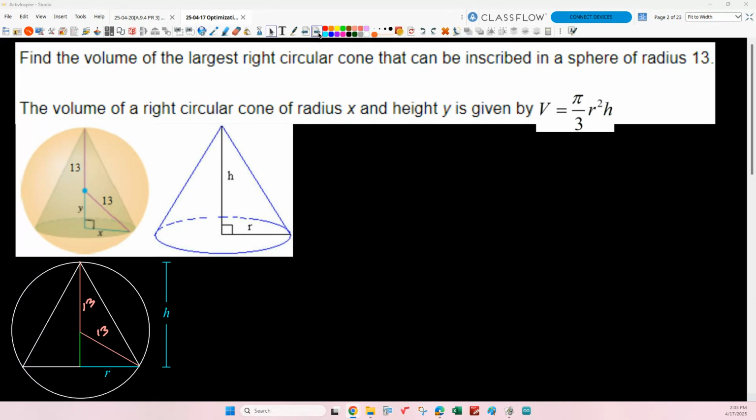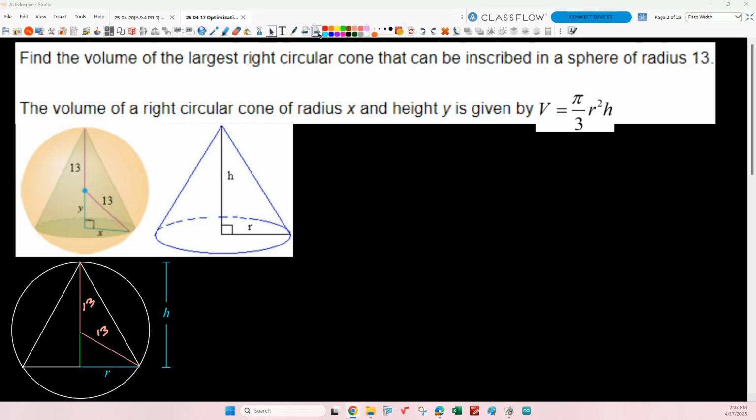Where do we start? We got a bunch of pictures that'll be useful. We're doing optimization, so what's the first thing we always try to do? Yeah, I got to get the objective function, the thing we're trying to maximize or minimize. What is it? Volume of a cone. And there it is. That's the volume of a right circular cone.